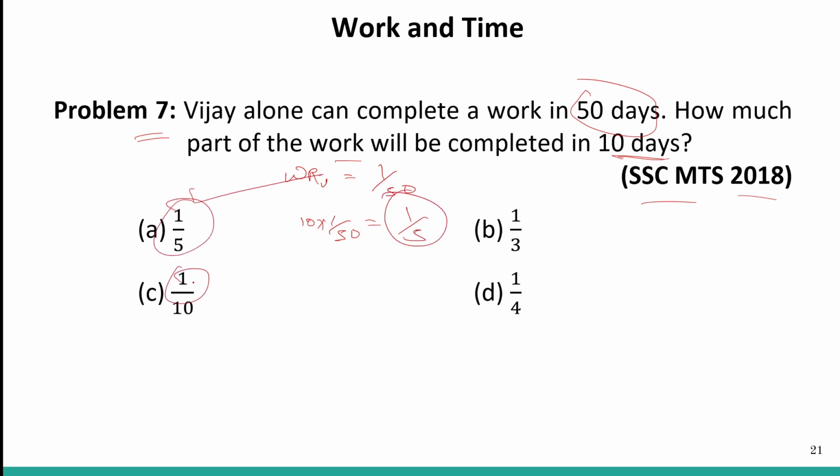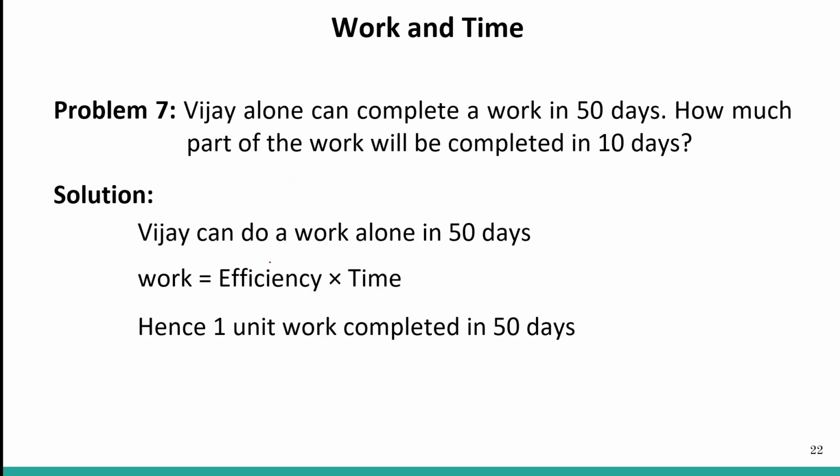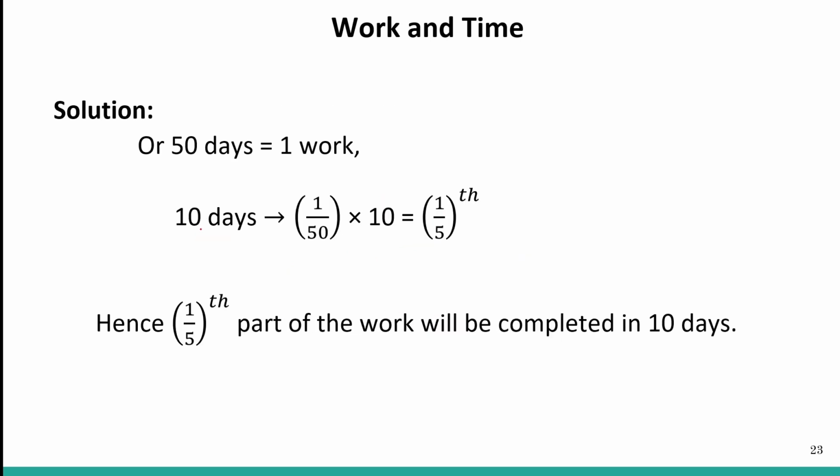So 1 by 5 is the correct answer. These are all wrong answers. So the correct answer is 1 by 5. Vijay can do the work in 50 days, and work is equal to what? Efficiency into time. So 1 unit of work is completed in 50 days. So 10 days is equal to 1 by 50 into 10, which is 1 by 5. So 1 by 5th of the work will be completed in 10 days.